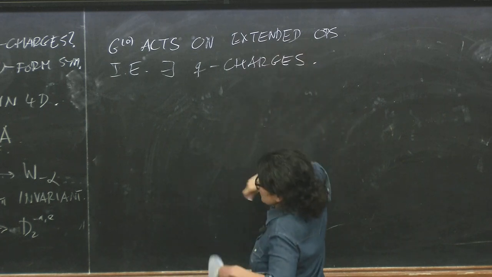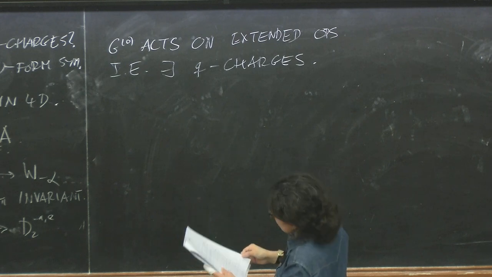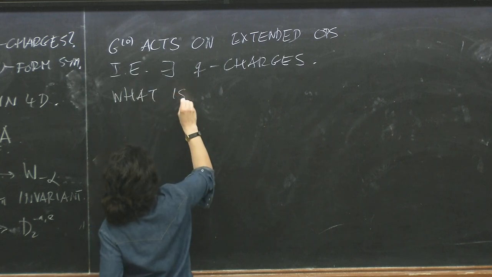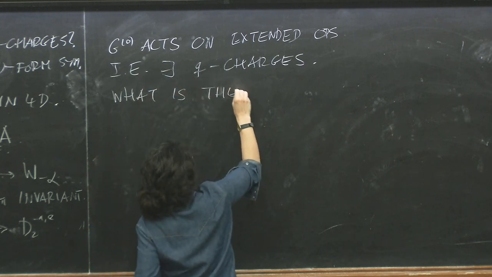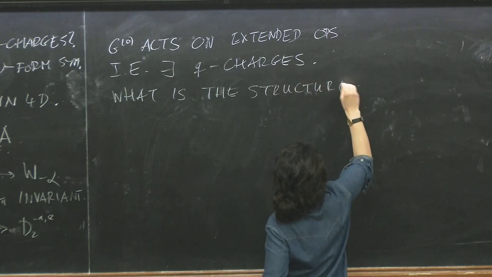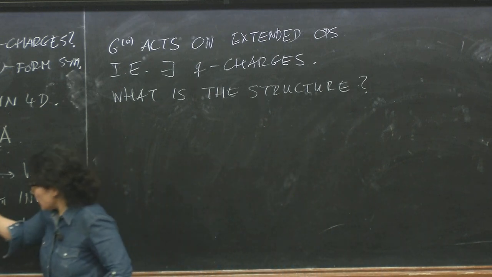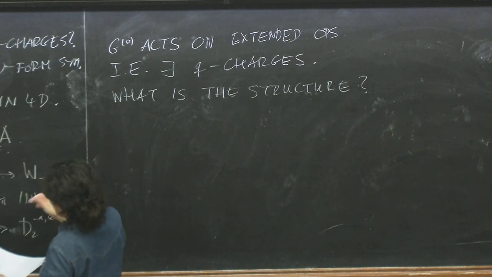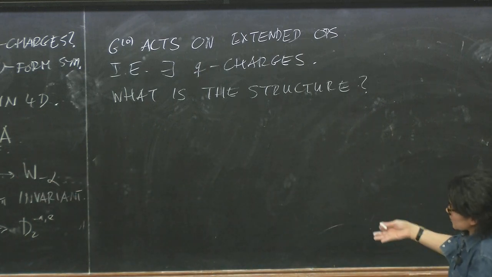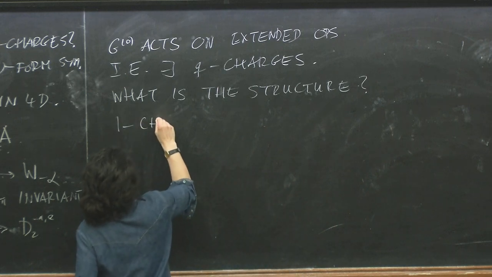And now I want to ask what is the structure that we should be looking at, what is the structure underlying these? This is like saying, I have a group, and I can write down all its representations. This is the level that we've discussed, and I want to know, what is the representation theory? Cool, so let's look at one-charges.